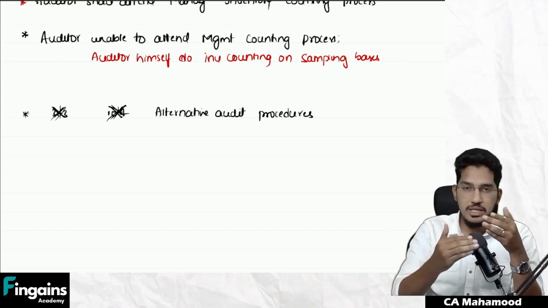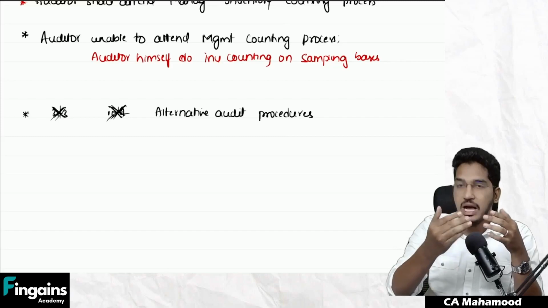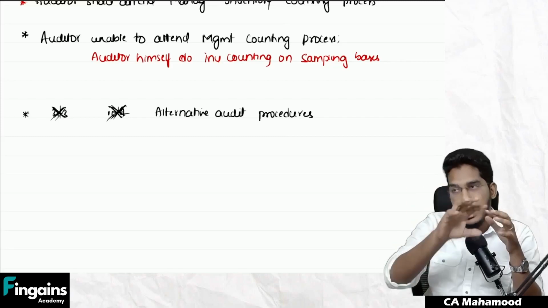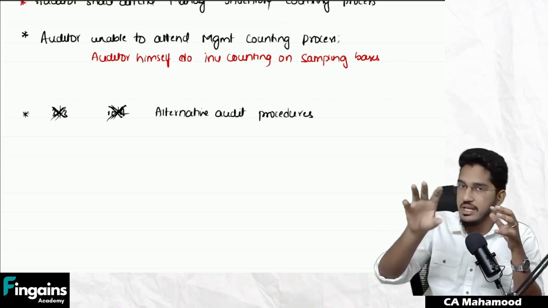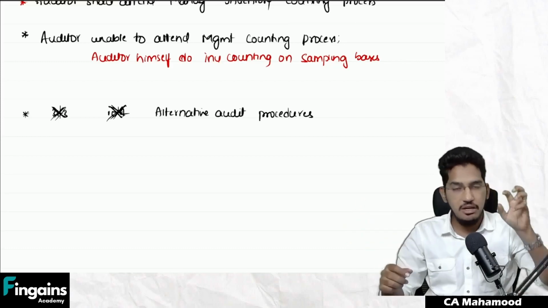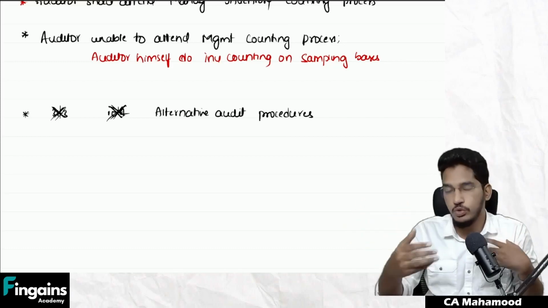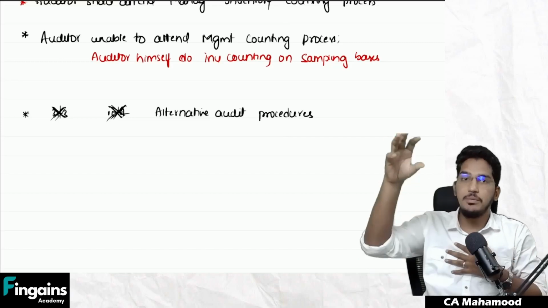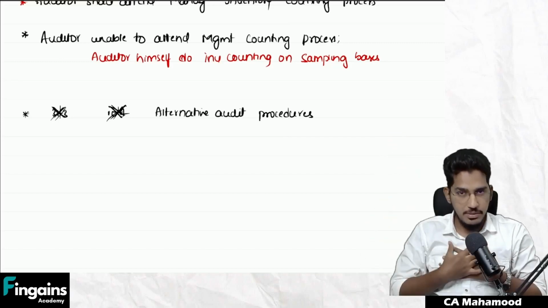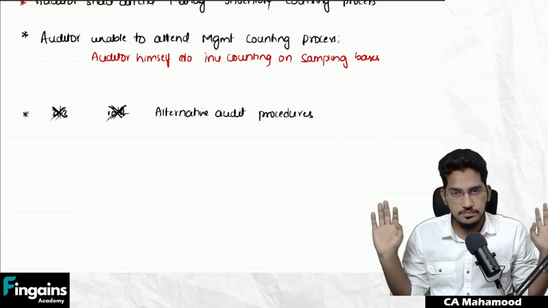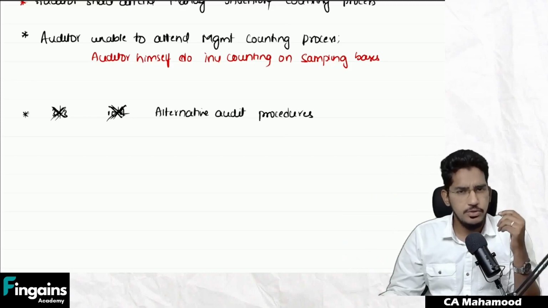I will check what is the opening stock. I will check what are the additions. I will check all those additions with the invoices. I will check all the consumption or sales. That sales I will check with the invoices. I will get the confirmation from those people to whom sales have been made. I will get the confirmation from the suppliers from whom the purchases have been made. I will do this in-depth verification, sir. This could also be an alternative audit procedure.